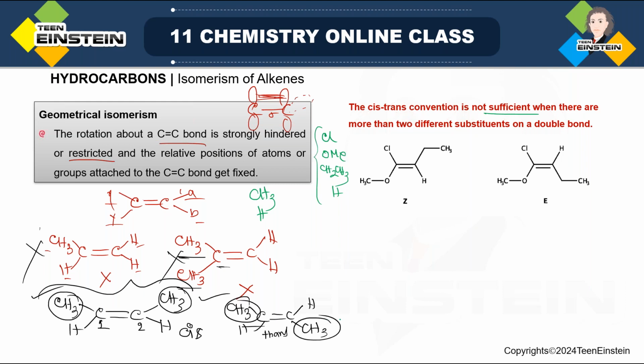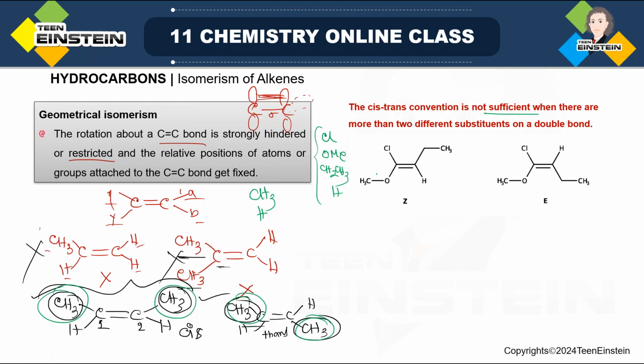Even if you have three different groups, then also cis-trans you will have some problem. What do three different groups mean? Suppose you have two Cl, one OMe, one CH2CH3. Then also cis-trans will be difficult. So it is not sufficient when there are more than two different substituents. So in case of the first molecule, because similar groups are on both sides, you cannot compare, right? In the previous system, what we have said is that two similar groups are on the same side, or two similar groups are on the opposite side of the double bond, but now you cannot say that.